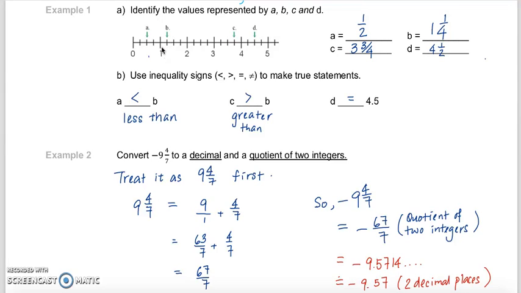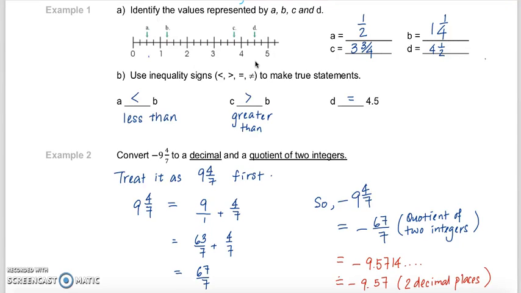B is bigger than 1, smaller than 2, and then it lands on the first marking, so this is 1 1/4 or 1.25. If you look at C, it's in the third marker, so this is 3 and 3/4. And D is halfway between 4 and 5, so D is 4.5.